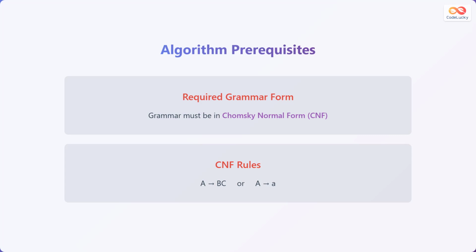Before diving into the CYK algorithm, let's discuss the prerequisites. The most important requirement is that the grammar must be in Chomsky normal form, abbreviated as CNF. A grammar is in CNF if all production rules are in one of two forms. The first form is that a non-terminal symbol, A, can produce two non-terminal symbols, B and C, written as A → BC. The second form is that a non-terminal symbol, A, can produce a terminal symbol a, written as A → a.